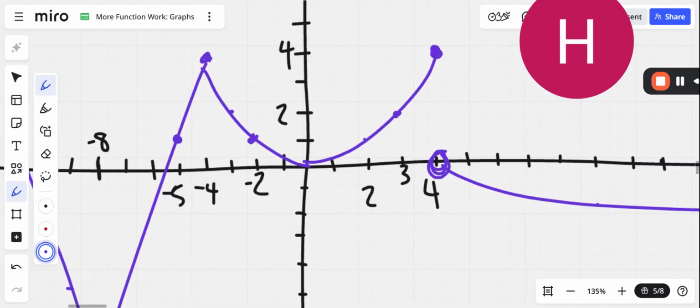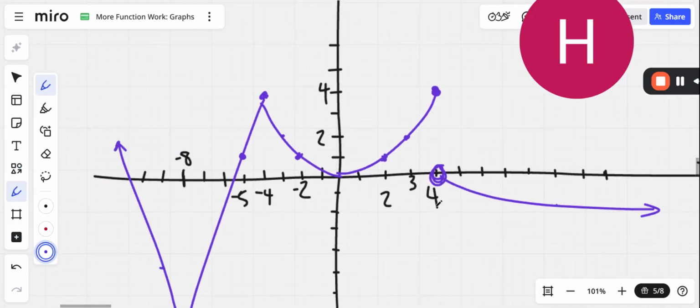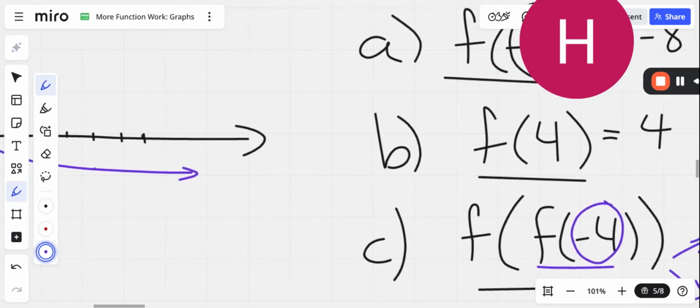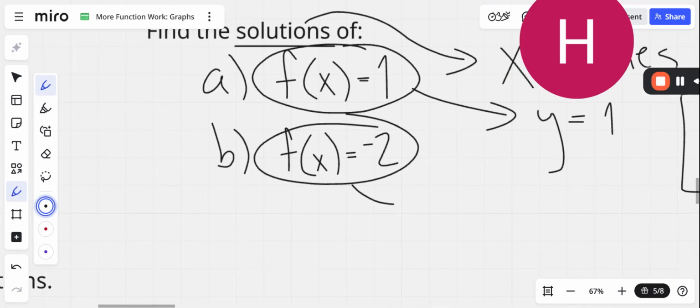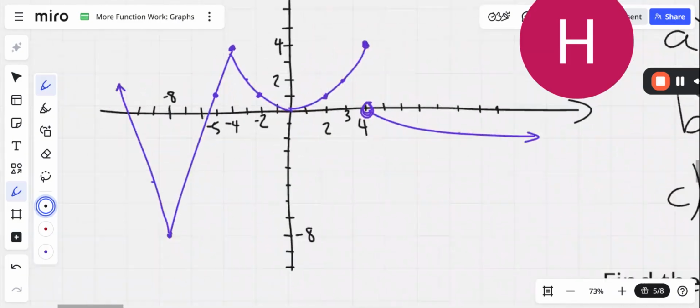So those are solutions. Now, let's take a look at the next one, f of x equals negative 2. What are the solutions? They're telling us that y equals negative 2. Let's go ahead and draw a horizontal line at y equals negative 2. Something like that. Oh, wow. It was going so well.